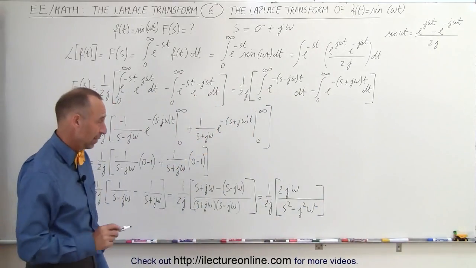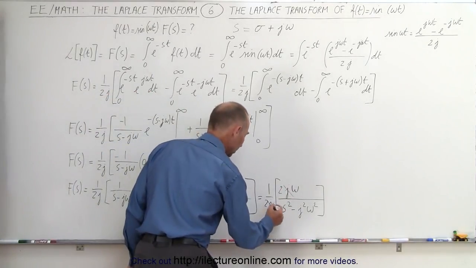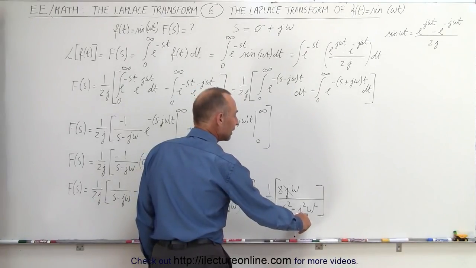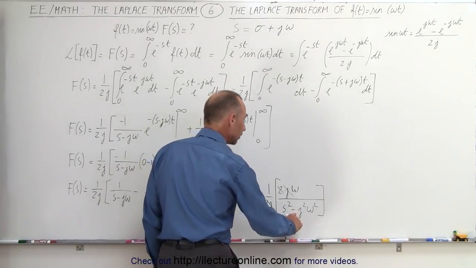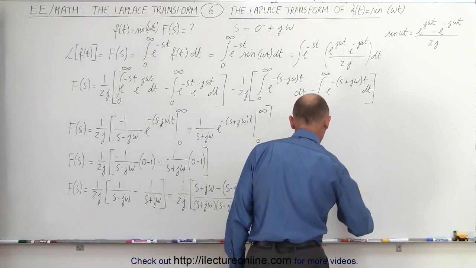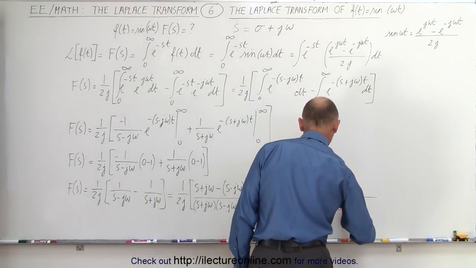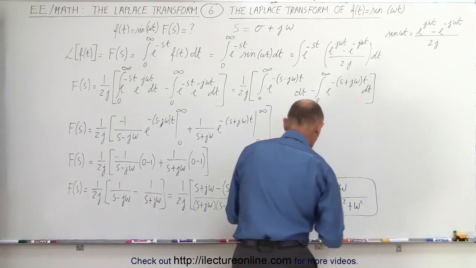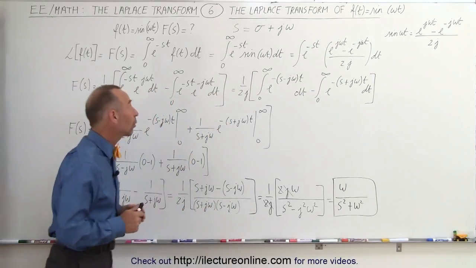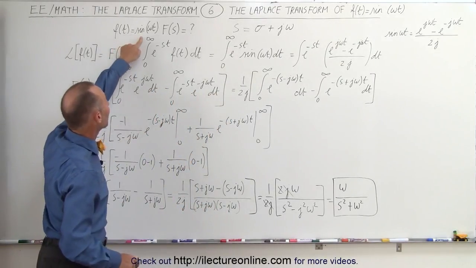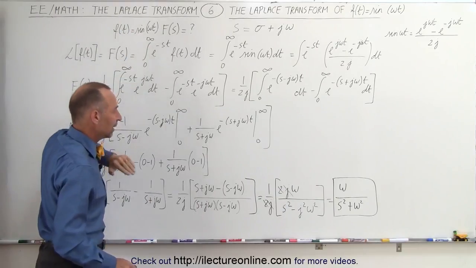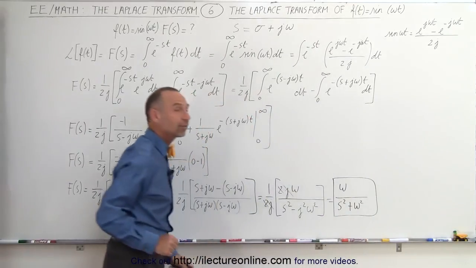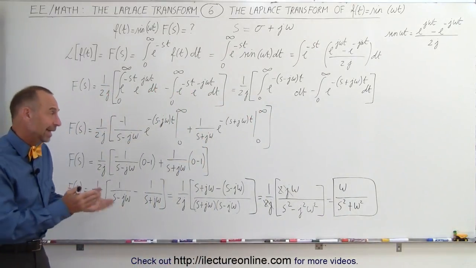All right, we're almost there now. Notice we have a j in the numerator, a j in the denominator, a 2 and a 2. That cancels out. And here, j squared, that's the negative 1. Negative 1 times negative 1 is positive. So this becomes omega divided by s squared plus omega squared. And this here would be the Laplace transform of our original function, f of t equals the sine of omega t. When we take the Laplace transform in the complex frequency domain, we get omega divided by s squared plus omega squared. And that's how we do that in this different method.